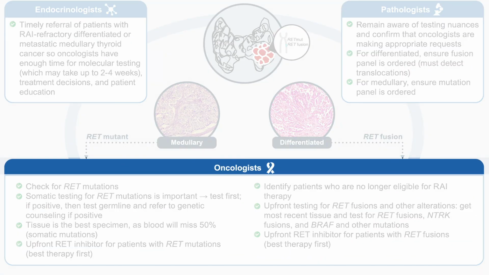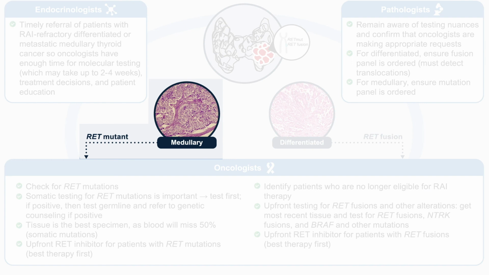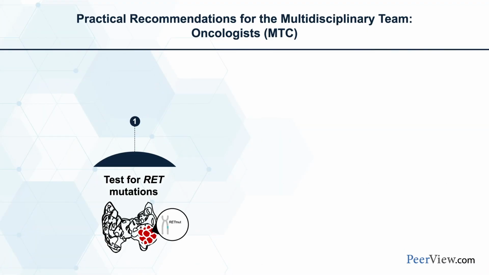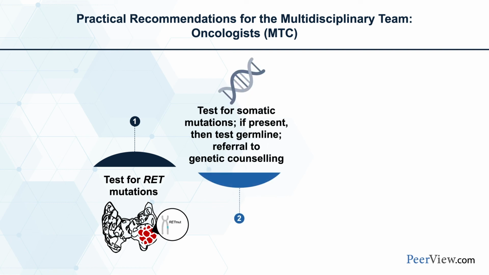So what do the oncologists need to really focus on? Well, they need to know that for medullary thyroid cancer, you need to check for RET mutations. Most of the time when I see a patient who has a RET mutation, these patients already need systemic therapy or are going to need systemic therapy because they have metastatic disease. Because I will find all RET mutations, I don't worry about whether they're germline or somatic. I just order the somatic testing.